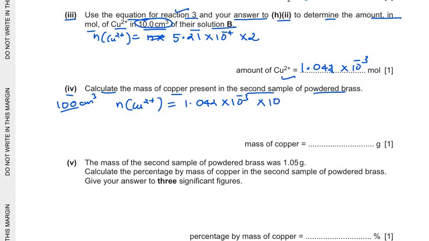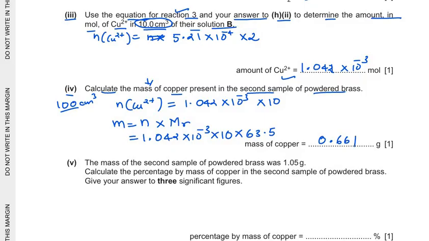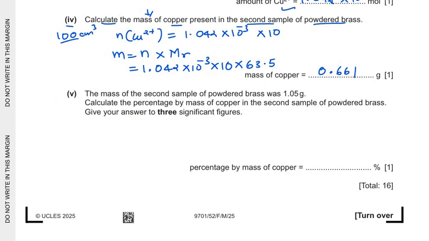So these are the moles of copper ions, and if you want to find out the mass, then mass is moles multiplied by the Mr. So here we can directly multiply 1.041 or 1.042 times 10 power minus 3, multiply by 10 and multiply by 63.5, which is the relative atomic mass of copper, and our answer is 0.661 grams of copper.